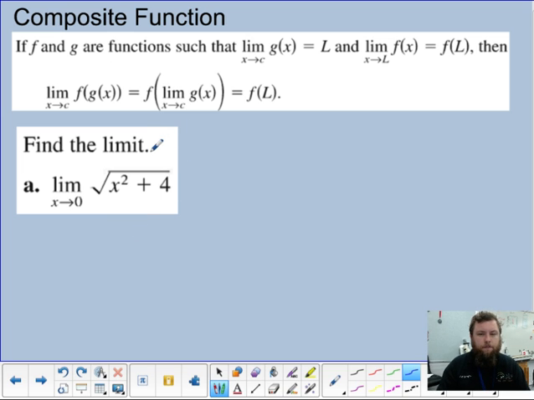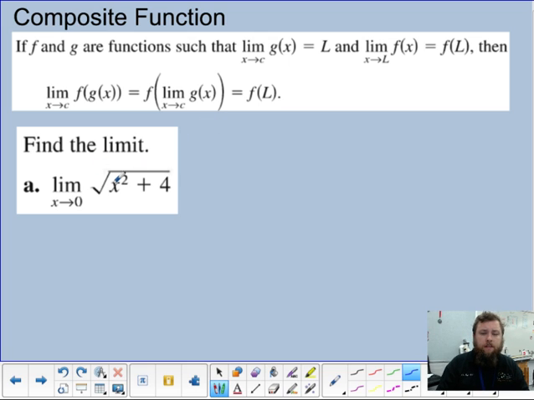Now, a composite function. So we can use composite functions for limits as well. So what this is saying is you've got limit of f of g of x, so g of x is inside of f of x. We can instead write that as f of the limit of g of x. We can put the function f on the outside, and it'll still work.